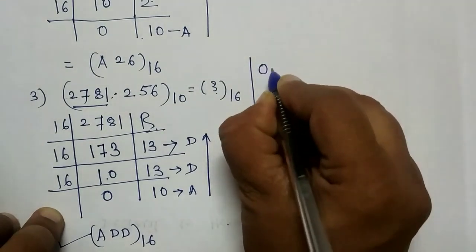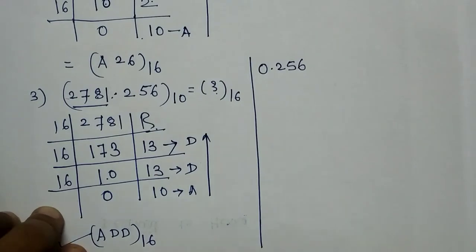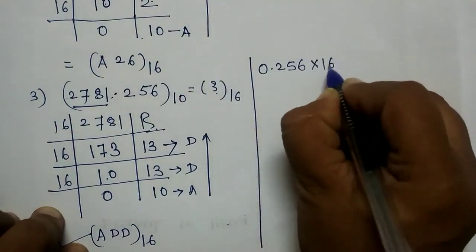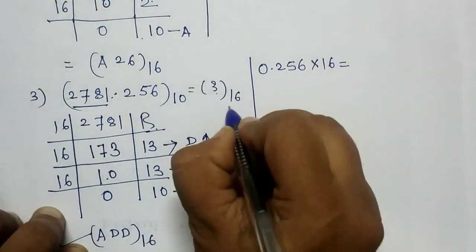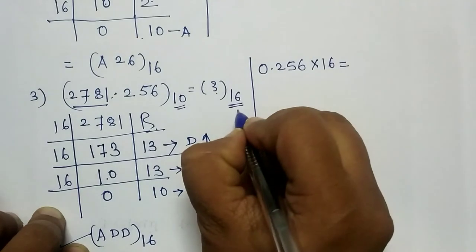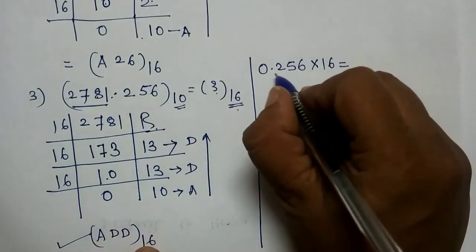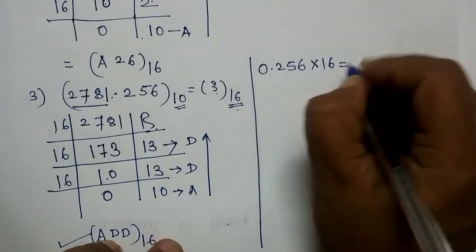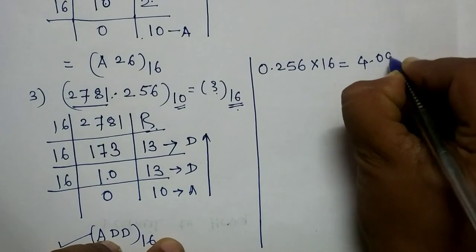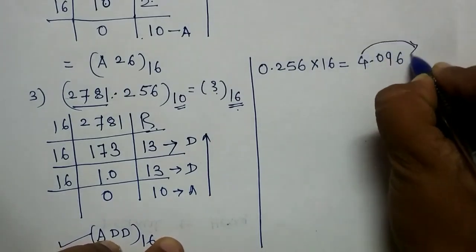The fraction part is 0.256. So we have to multiply this 0.256 by 16. Why 16? Because we have to convert the given decimal number into the hexadecimal number system, and the base of the system is 16. So multiply it by 16. If I multiply 0.256 by 16, the multiplication will come to 4.096. Okay. So the integer part we have to consider as a carry.